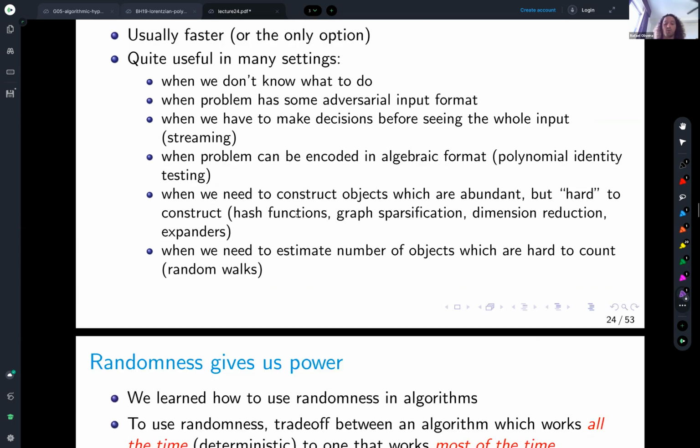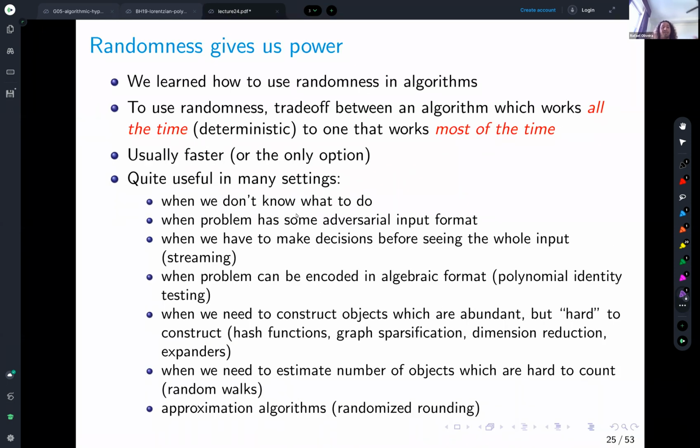Okay. And the last setting where I want to say that randomness gives us power is in approximation algorithms, right? As we saw, there are certain rounding procedures that we don't really know how to do deterministically. And when we don't know how to round things deterministically, we can use a linear program, take the solution, interpret that solution as a probability distribution, and round the solution randomly using the answer to the linear program as our guiding probability distribution, right? So that was something quite cool that we saw.